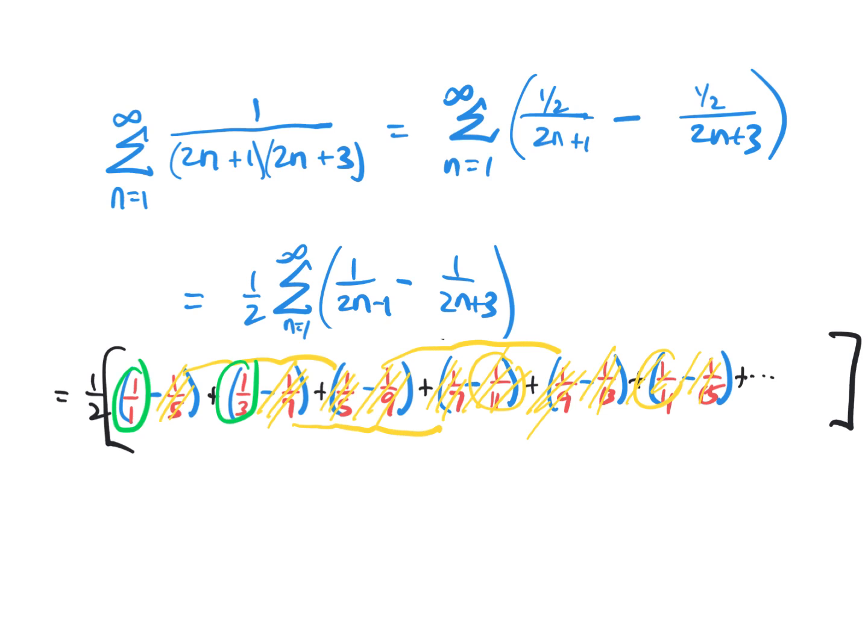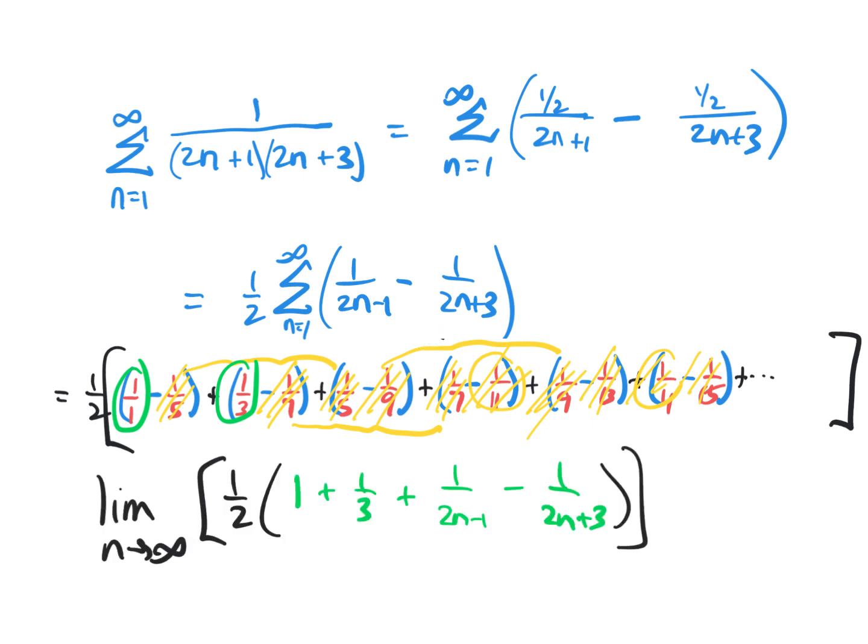There may be some terms left over in the end, which will be the last terms. But as the series becomes infinite, as the number of terms approaches infinity, everybody cancels out except for those last terms. And as n is approaching infinity, those terms are approaching 0. So we're left with 1/2 of 1 plus 1/3, which is a sum of 2/3.